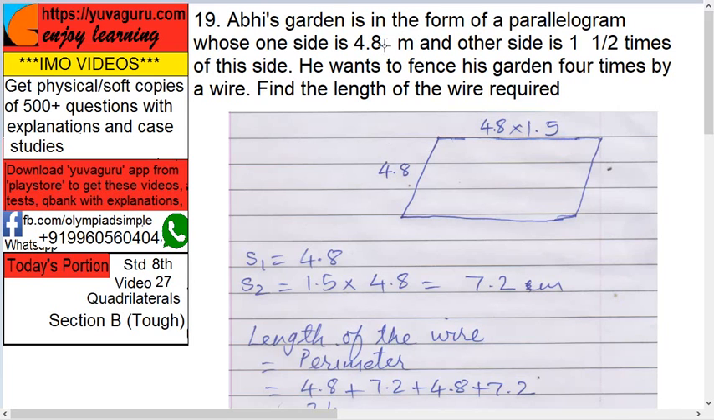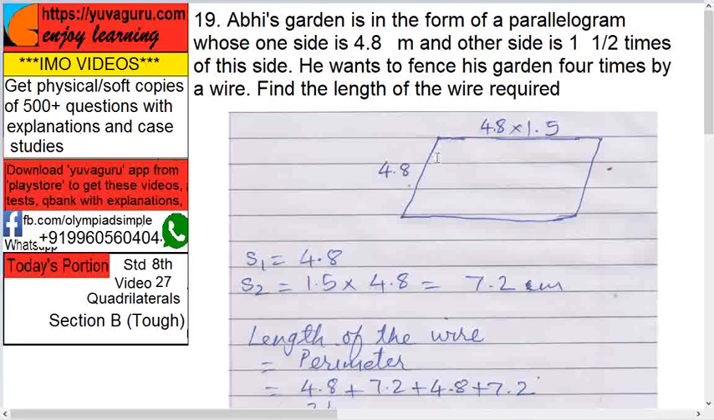The garden in centimeter. One side is 4.8 meters and the other side is 1.5 times of this side. He wants to fence this garden 4 times by the wire. How much length of the wire would be required?